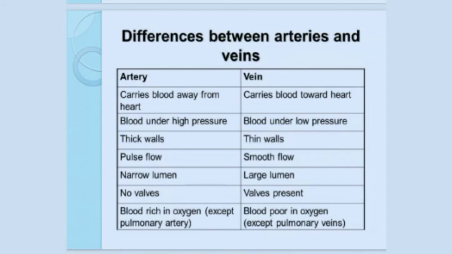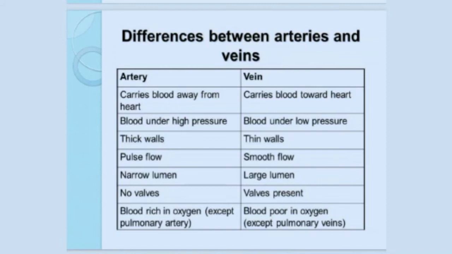Arteries have to carry blood under high pressure, so they have thicker walls, while veins have thin walls because blood is flowing under low pressure. Arteries show pulse flow, while veins show smooth flow. Arteries have narrow lumen and veins have large lumens. Valves are absent in arteries, while valves are present in the veins.